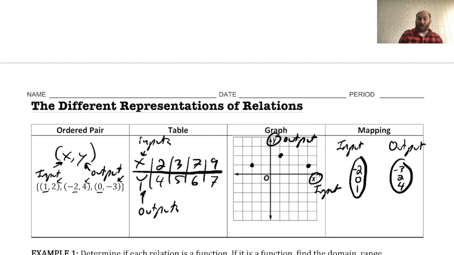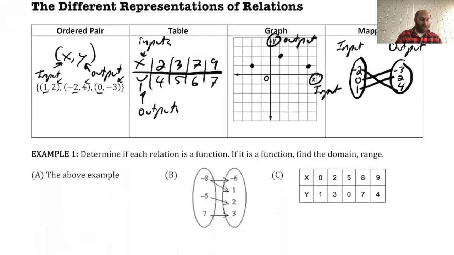So the mapping diagram is just going to draw the connection between the two. So for example, X is -2 goes to 4. So -2 draws down to 4. 0 goes to -3. And then the last one goes to 2. So that's our setup for our mapping diagram, where we're connecting it. All of these ways of showing it are trying to demonstrate that there's a connection between the input and the output. It just does it in a variety of ways.